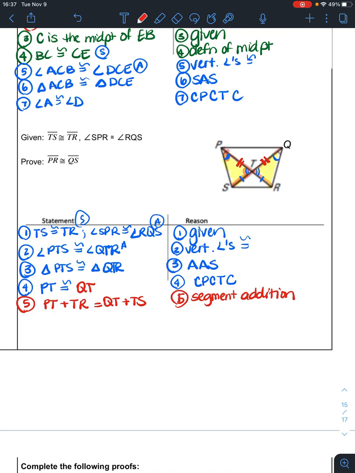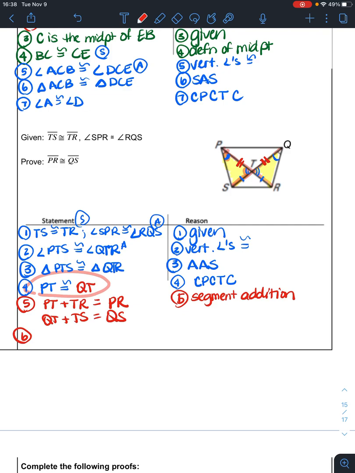So then we need to get PT plus TR. Actually, here's what we need to do. I'm sorry. We'll do this, but we're going to get there. Okay, I missed this. PT plus TR is equal to PR. That's the segment addition postulate. And QT plus TS is equal to QS. So then what we would do is, notice here, QT is equal to PT, right? QT is equal to PT.